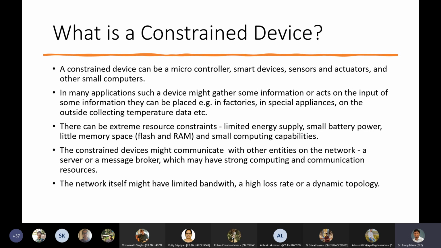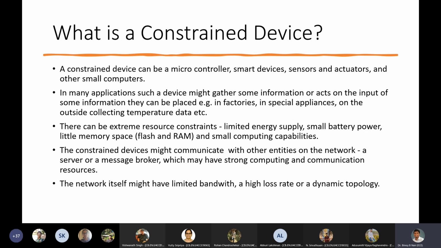Your mobile phone or your smartphone is also a mobile device. It also has a battery. So how do you distinguish these kinds of devices from what you need in a constrained system?